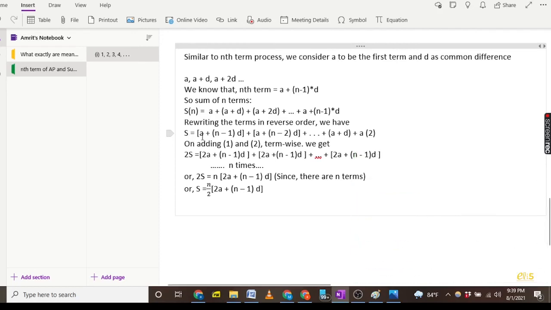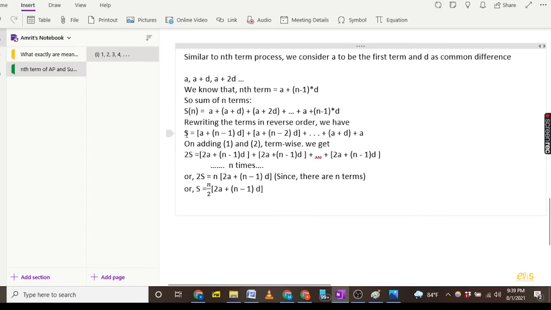Which goes back from a plus n minus 1 d to a plus n minus 2 d, and in the end, a plus d, plus a. Sorry, this is a mistake, plus a. So we can add this and this.